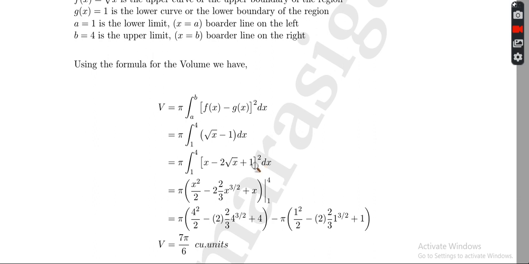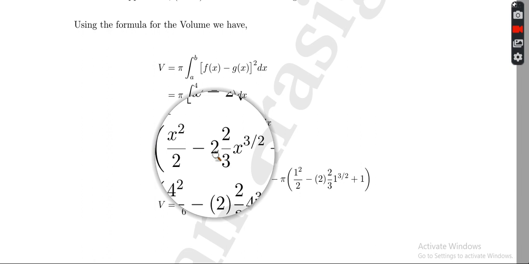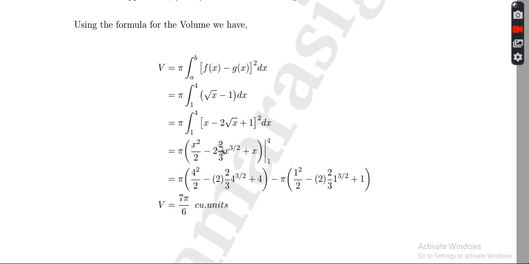Okay, so, then integrating x, and that is x squared over 2. Then minus 2 times the square root of x. Pag in-integrate natin siya, ito yung 2 times 2/3 times x raised to 3 halves. Hindi siya 2 mixed fraction. And then, the integral of 1 is x. And that is evaluated from 1 to 4.